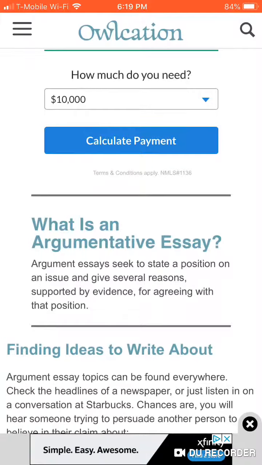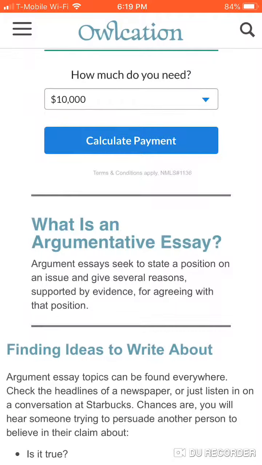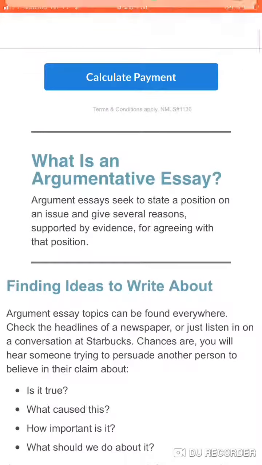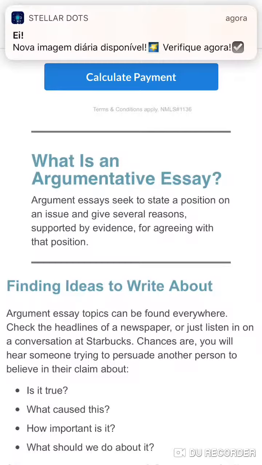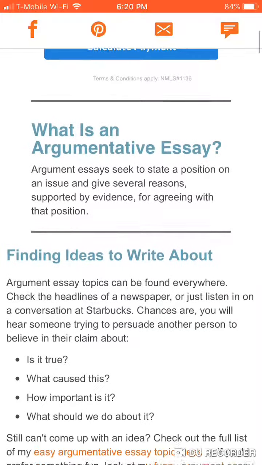Argumentative essay topics can be found everywhere. Check the headlines of a newspaper or just listen in on a conversation at Starbucks. You will hear someone try to persuade another person to believe a claim. Is it true? What caused this? How important is it? What should we do about it?